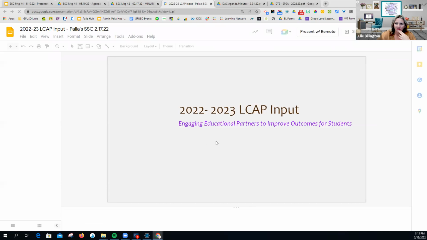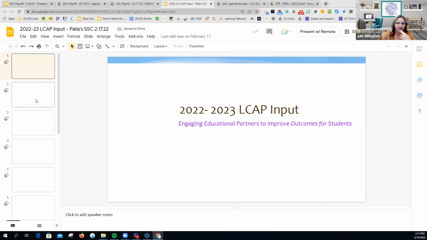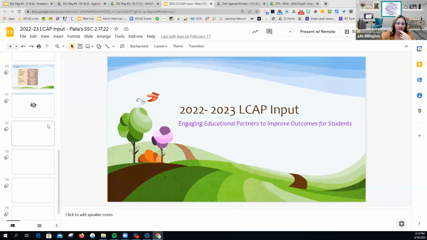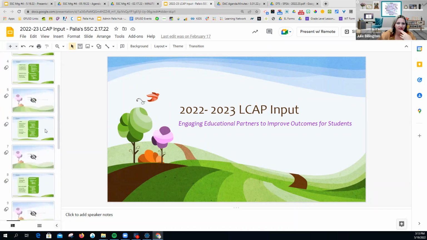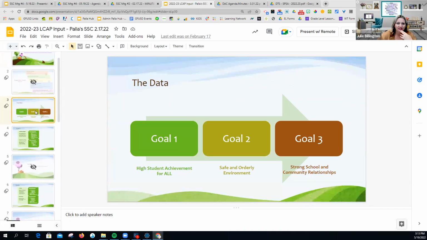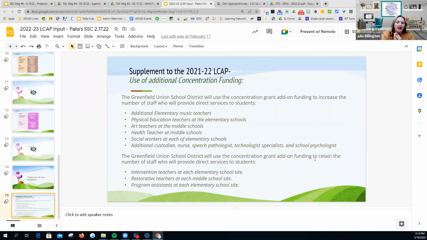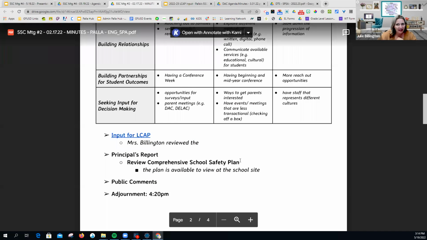I'll just open that really quick to show that main slide, where it talked about different things the district is already providing, the different goals and the different things going on in our district. Let me see, sorry, I can't find that. Oh, this one right here. It was talking about how we are going to be providing additional elementary music teachers for our younger grades, a PE teacher, art teachers, and a health teacher at the middle schools. We'll have social workers at all of our elementary schools, as well as additional support staff. So that was basically it as far as our last meeting.